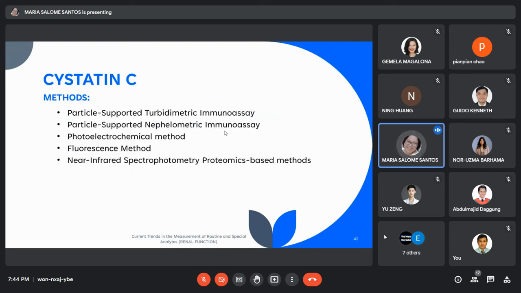The different methods for determination of cystatin C are the following. First is the particle-supported turbidimetric immunoassay, particle-supported nephelometric immunoassay, photoelectrochemical methods, fluorescence method, and the near-infrared spectrophotometry proteomics-based methods.